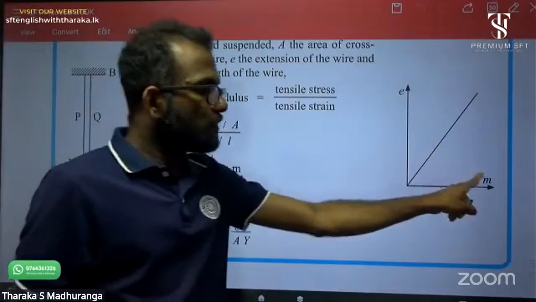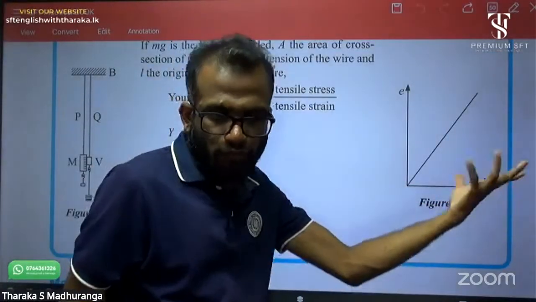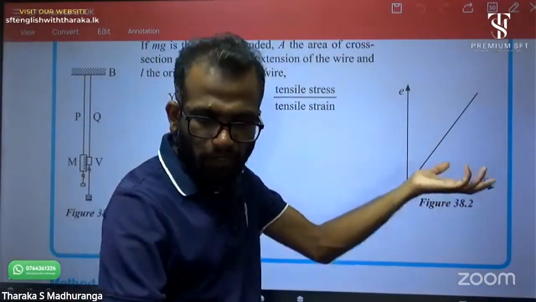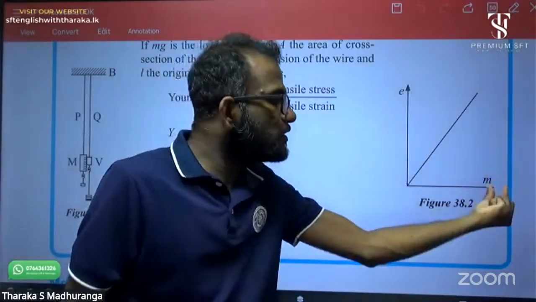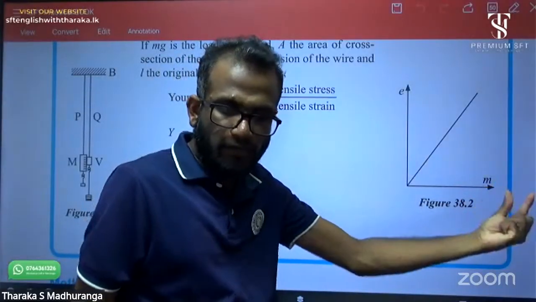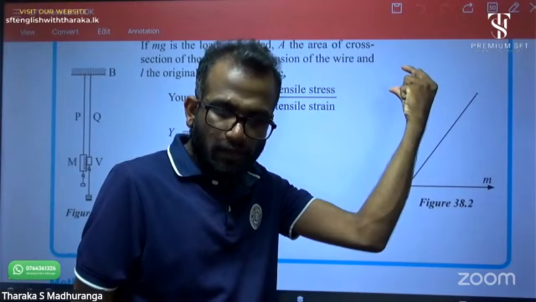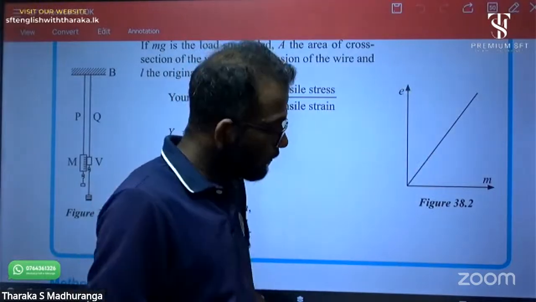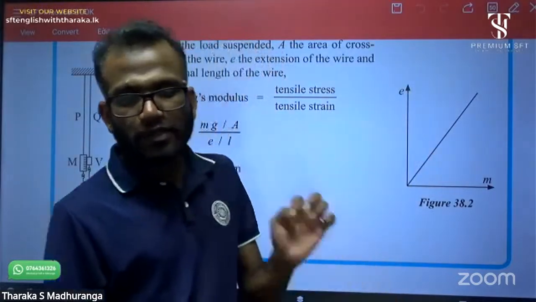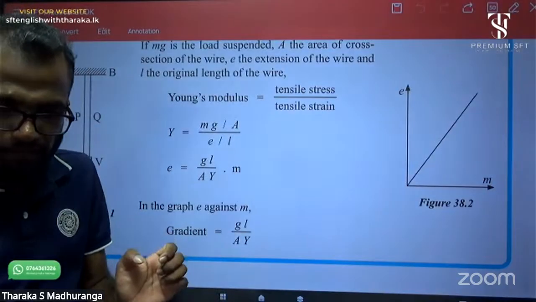See, the mass is increasing. Mass or weight, right? mg means weight. The mass is the independent one, it is on the x-axis. The dependent factor is extension on the y-axis. That's the most important thing you need to understand.